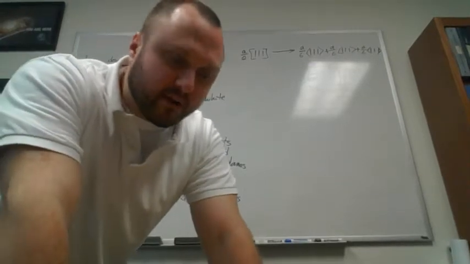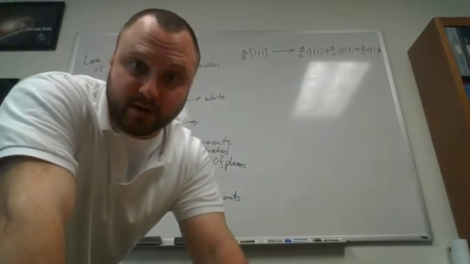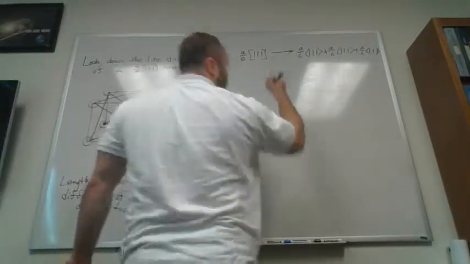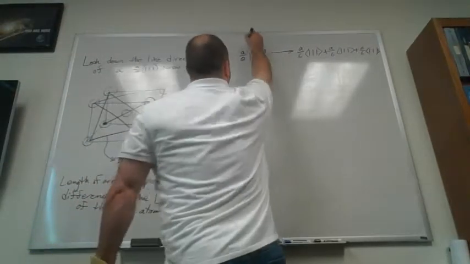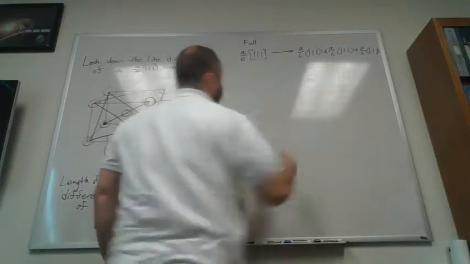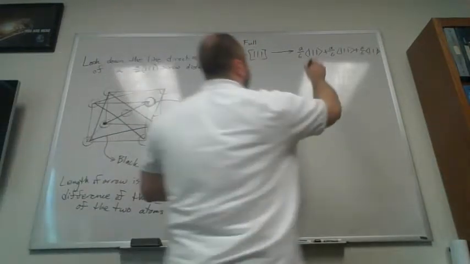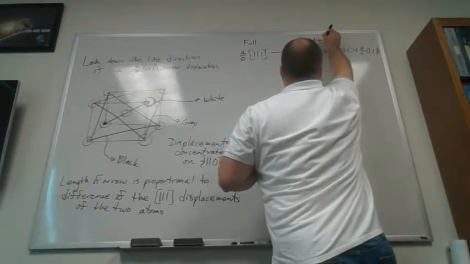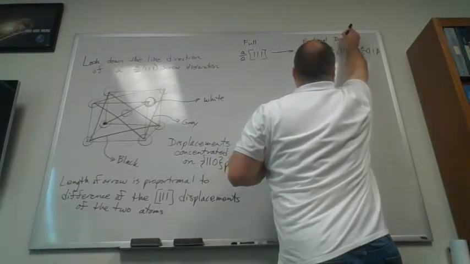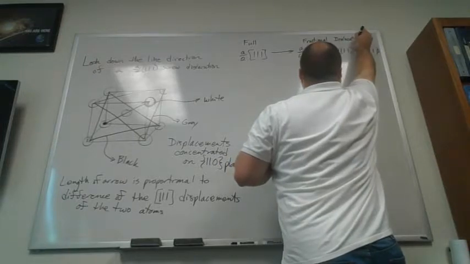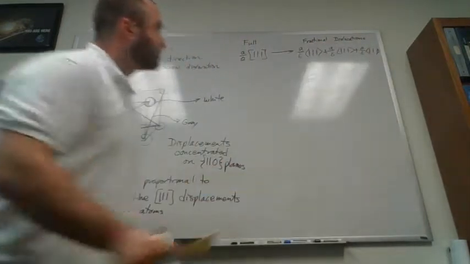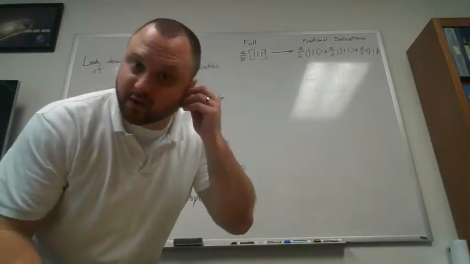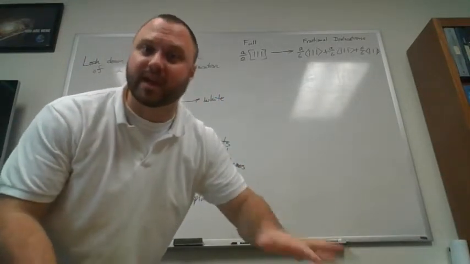So how would we figure out what's preferred? We would look at the strain energy, right? And again, we're doing the same thing we saw with our other crystal structures. This is a full dislocation. These other new types of dislocations are called fractional dislocations. So they're kind of like partial dislocations, but they're a little bit different. They're not remaining on the same slip plane and things like that.